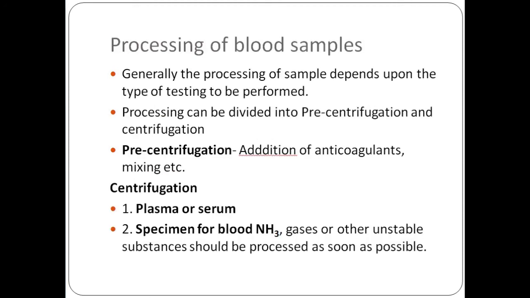Next is processing of blood sample. Generally, the processing of blood sample depends upon the type of test to be performed. Broadly, processing can be divided into pre-centrifugation processing and centrifugation processing. Pre-centrifugation processing includes steps performed before centrifugation, such as addition of anticoagulant, mixing, etc. Centrifugation processing involves centrifugation, for example in the separation of plasma or serum.